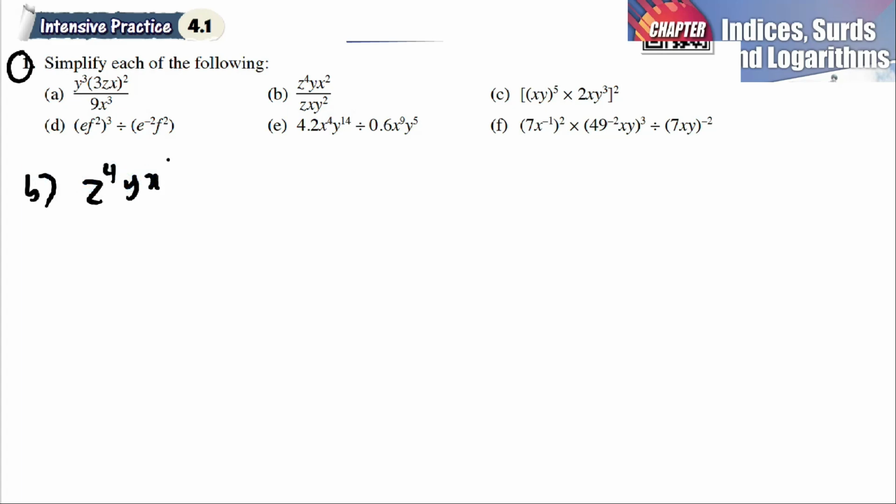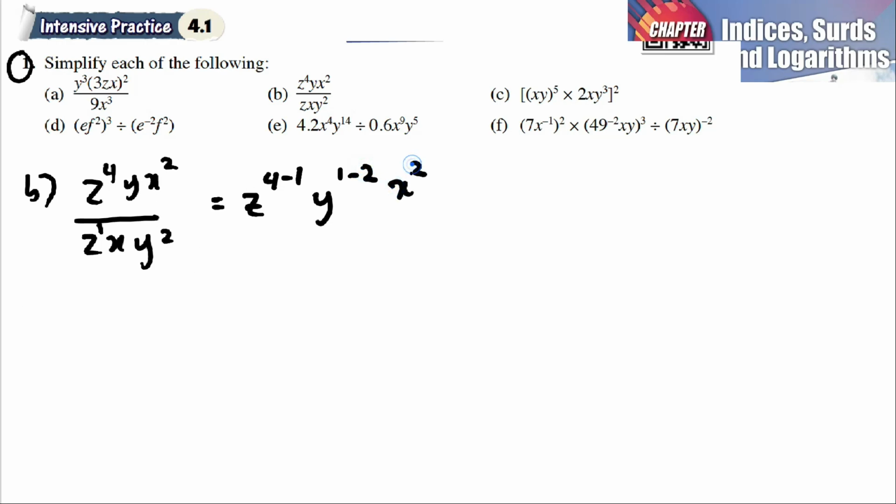B. z to the 4 y x squared divided by z x y squared, which is equal, so we have z y x, this one z power of 4, this one is power of 1, so 4 minus 1. When we divide, we have to minus the power. So now for y without any power, it is actually power of 1, and here divided by y power of 2, so minus 2. Okay, and then x power of 2, when you have x below is power of 1, so 2 minus 1.